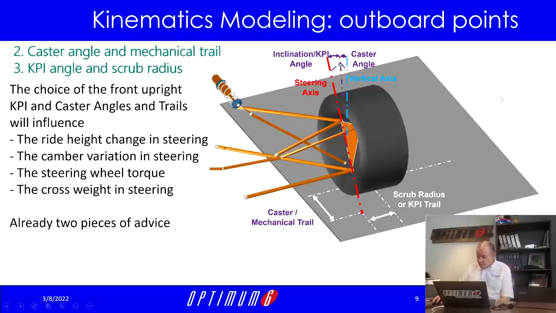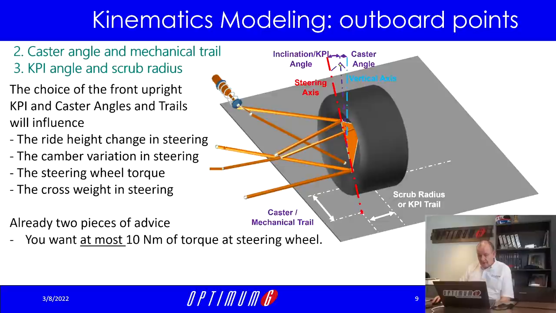And I'm already going to give you two pieces of advice. You want at most 10 newton meter of torque at the steering wheel, at most. If you take a passenger car, it's rarely going over 5 Newton meter, and it has power steering. So if you come with 20 Newton meter of torque at the steering wheel, mamma mia, you're gonna have to send your driver to the gym very often.